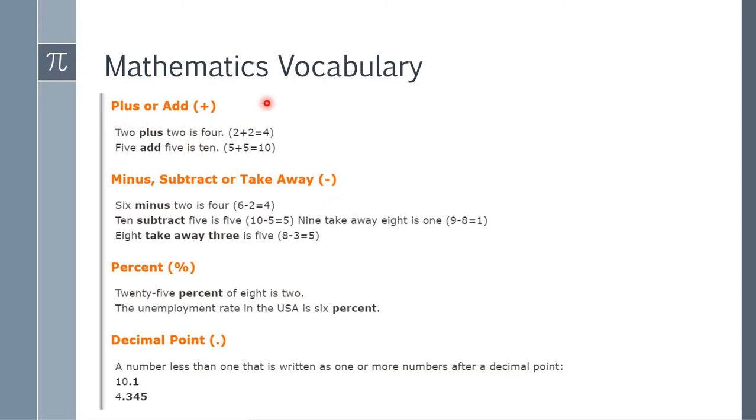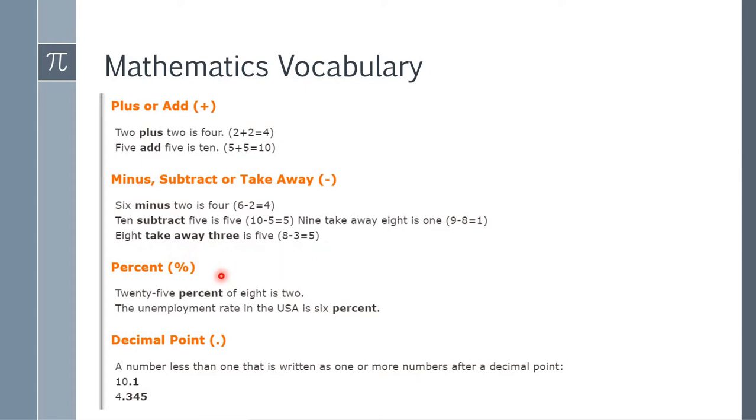Plus or add. We say 2 plus 2 is 4, 5 add 5 is 10. In symbols, we write it this way. Minus, subtract, or take away, which uses this symbol. 6 minus 2 is 4. Subtract 5 is 5. Or 9 take away 8 is 1, and 8 take away 3 is 5. This is how we write them in symbols.